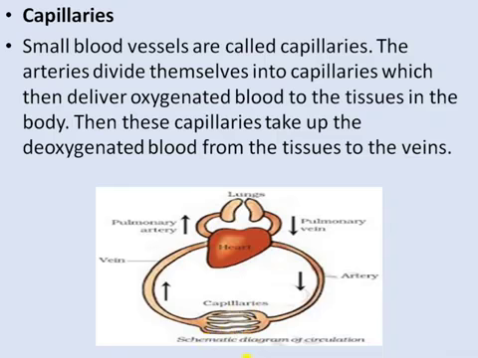So the capillaries form a network of very thin tubes in between the arteries and the veins, and they allow the exchange of substances through their thin walls. The capillaries form a network of very thin tubes between the arteries and veins in the organs and tissues. The capillaries deliver the oxygenated blood to the tissues in the body, and take up the deoxygenated blood from the tissues to the veins.